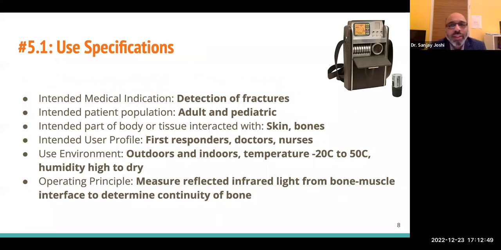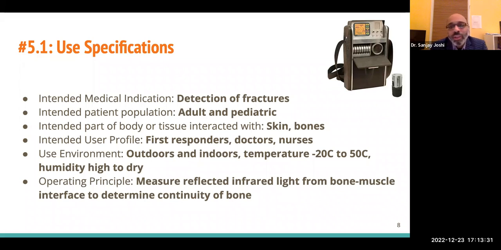Now, what will we write in the user specification of this device? So the intended indication is a detection of fractures. The population could be adult or pediatric, and the reason it is important to write this down is because an auditor is going to ask you, so did you actually try this on all these patient populations? The part of body it interacts with is skin and bones, and the people who use it are the first responders. So they could be your emergency medical personnel, they could be doctors, they could be nurses. What that means is they're usually trained. It's not a random person off the street who is expected to use this device.